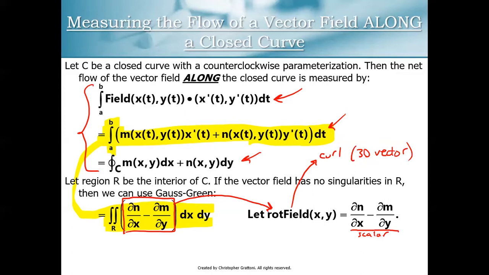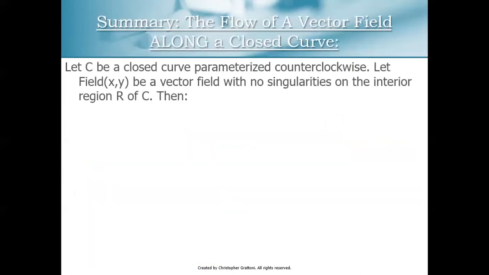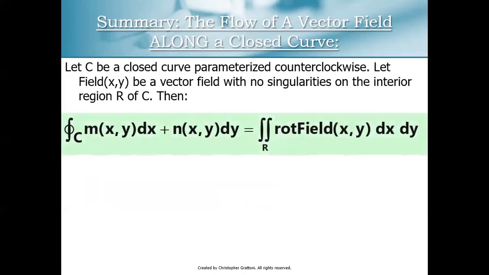And now we can write that the net flow of a vector field along a closed curve is the double integral of the rotation of the vector field. And that's going to work as long as we have no singularities in our region R. So to summarize, we're going to take the exact same stuff from the previous slide and just write it a little bit more nicely. The Gauss-Green formula gives us a set of choices. To compute the net flow of a vector field along a closed curve, we can either choose to do a path integral along the boundary or a double integral over the interior. And that will be equal as long as we don't have any singularities inside of our curve.